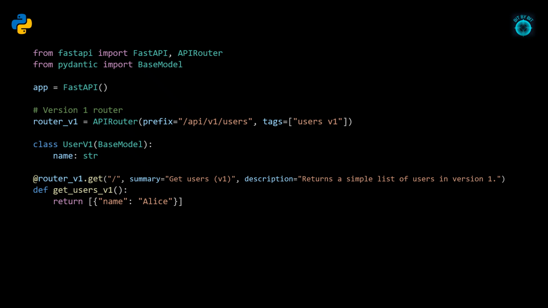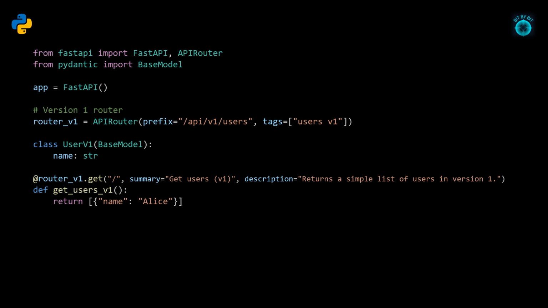Next, we define a class named users_v1 that inherits from BaseModel. BaseModel comes from pydantic, and it is used to define the shape of the data. In this case, the version 1 user model only has a single field, the name, which is a string.